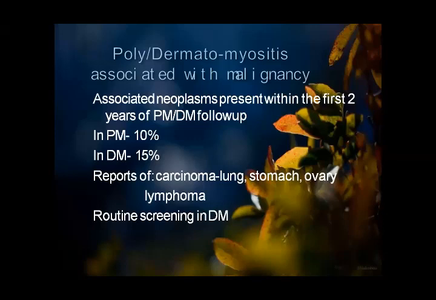Polymyositis and dermatomyositis associated with malignancy is the most common, especially in elderly patients more than 50 years, and associated neoplastic disorders are present. And in the first 2 years, they need follow-up. In polymyositis, the incidence of underlying malignancy is 10%, in dermatomyositis it is 15%, and usually carcinoma of the lung, stomach, ovary, and lymphoma. Routine screening should be done in these patients.